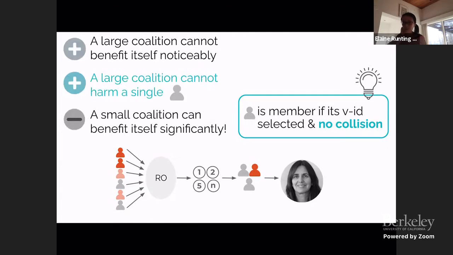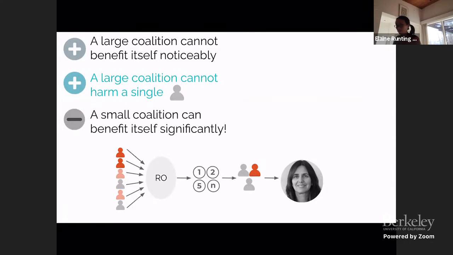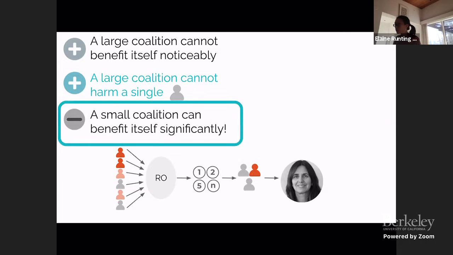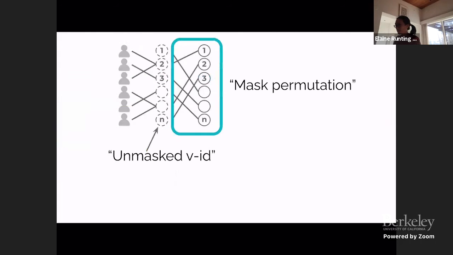So this fixes the first problem, but it doesn't fix the second problem, right? The small coalition can still benefit itself because the individual player knows its own virtual ID. It can still carefully choose its coin to help itself. So how can we solve the second problem? Okay, let's try to solve the second problem now. And in fact, I've already given away the solution at the beginning of the talk. I said there's going to be an honest majority MPC, and here's where it's going to get used.